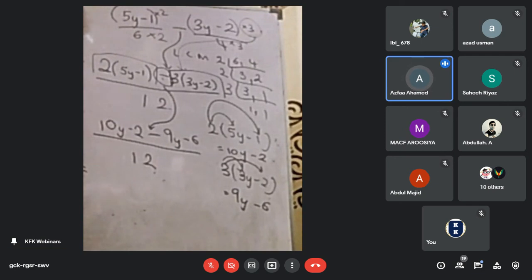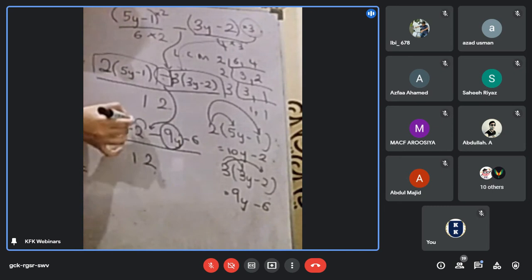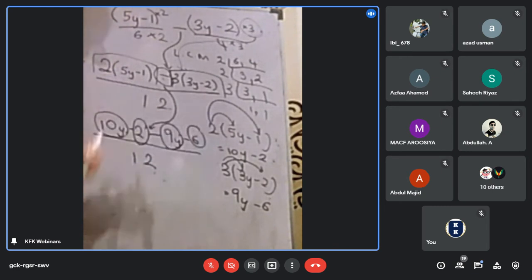10y minus 9y. Yes, there is a common one. There is a 10y and a 9y, and there are whole numbers. So first we will simplify the y.